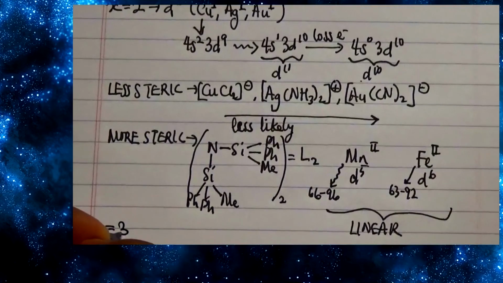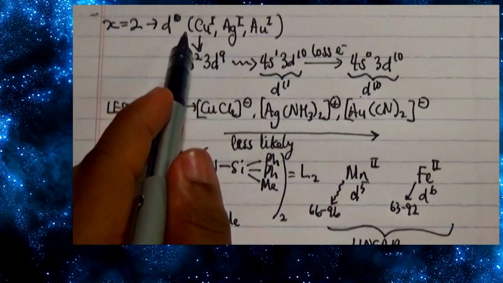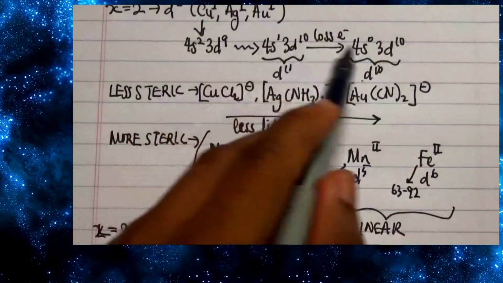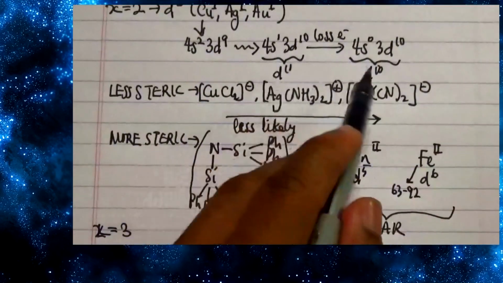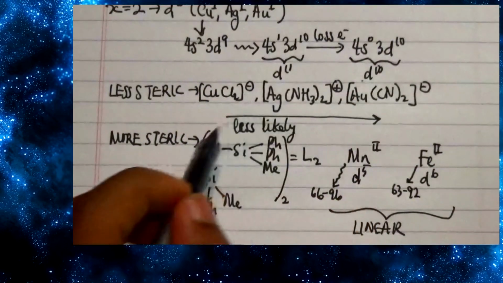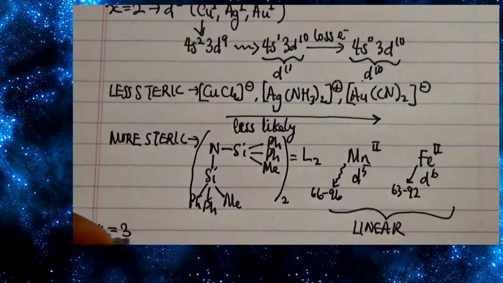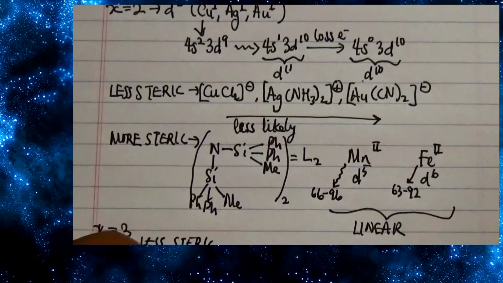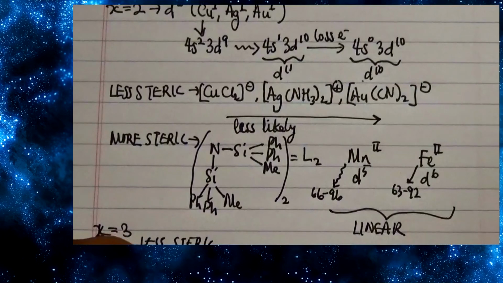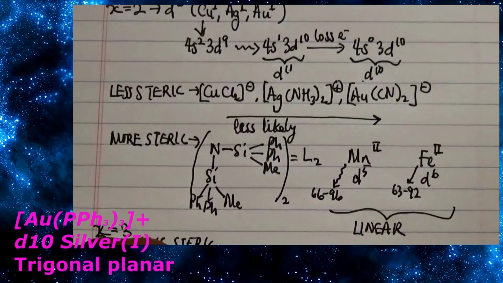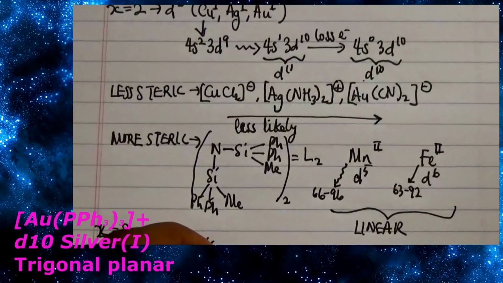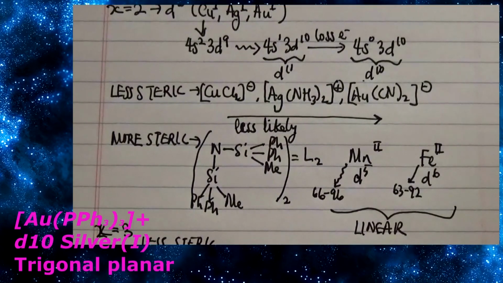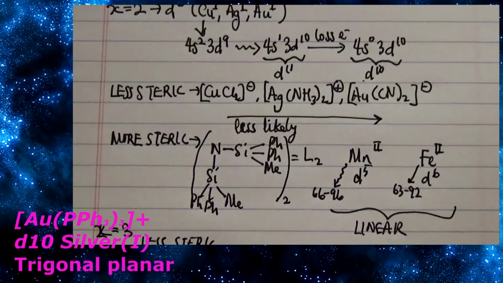X equals 3 can also be found in the d10 state, which is copper, silver and gold, and they exhibit this same ionization process going from d11 to d10. An example of this, also applicable to less steric ligands, is silver attached to triphenylphosphine groups, with three of them and an overall positive charge, and you exhibit a trigonal planar molecule which favors d10.